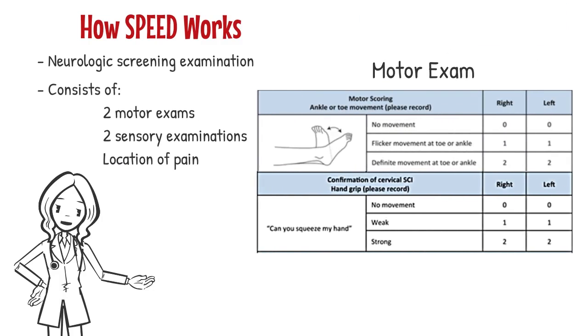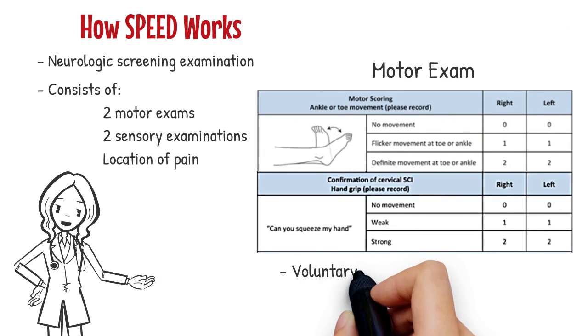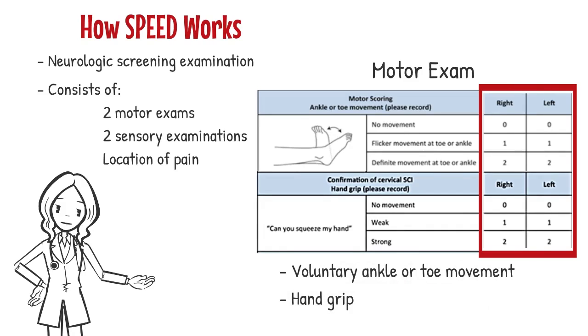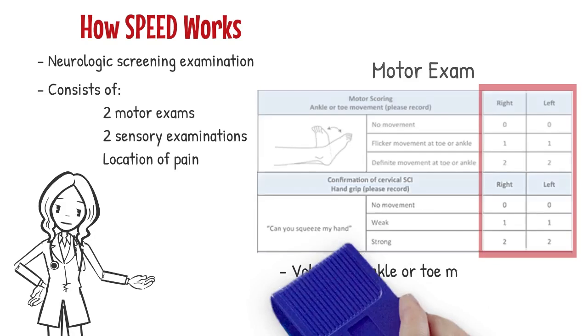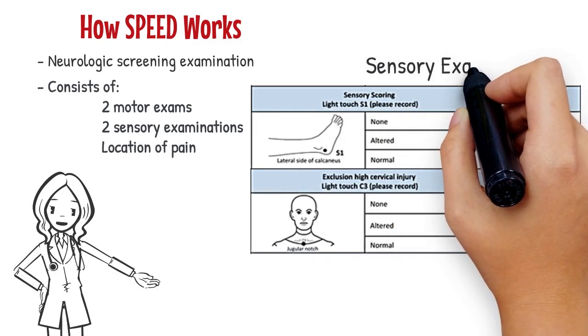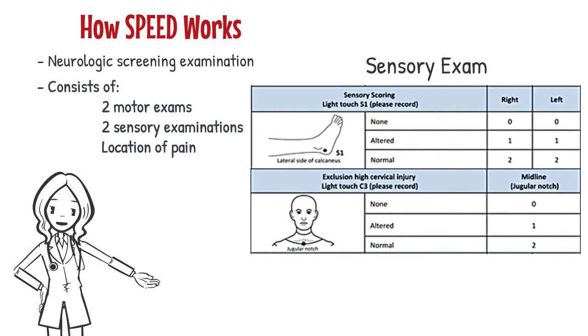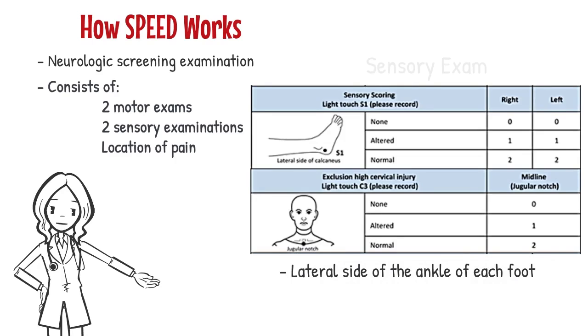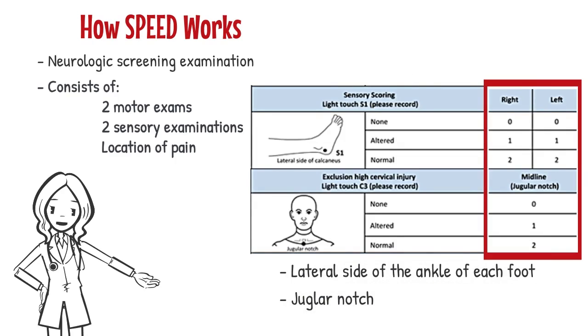The motor exam involves two simple assessment techniques. Voluntary ankle or toe movement and hand grip are elicited by a verbal request and used to determine a motor score. Let's move on and talk about the sensory examinations. Sensation is assessed by light touch in two areas, the lateral side of the ankle of each foot and at the jugular notch. Scores are assigned as shown.